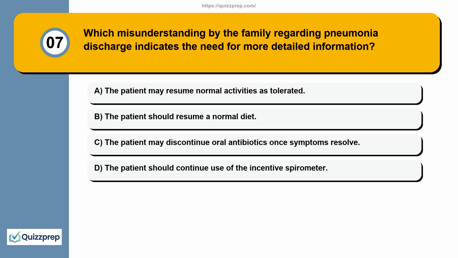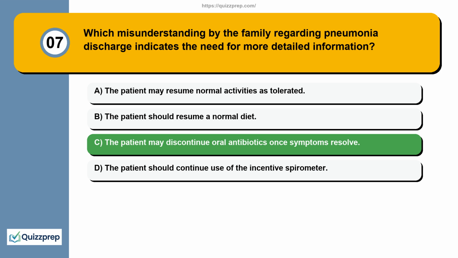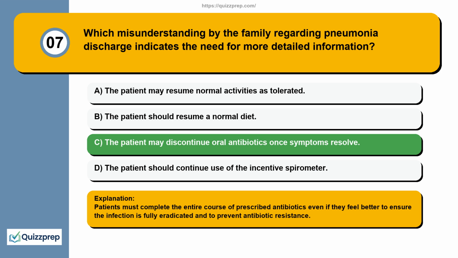Question 7. Which misunderstanding by the family regarding pneumonia discharge indicates the need for more detailed information? The patient may resume normal activities as tolerated. The patient should resume a normal diet. The patient may discontinue oral antibiotics once symptoms resolve. The patient should continue use of the incentive spirometer. Patients must complete the entire course of prescribed antibiotics even if they feel better to ensure the infection is fully eradicated and to prevent antibiotic resistance.